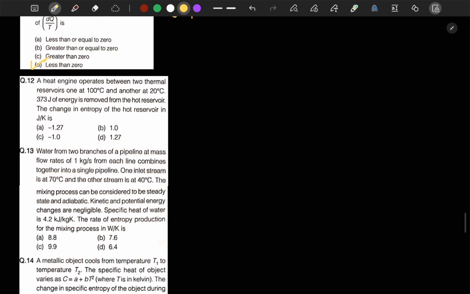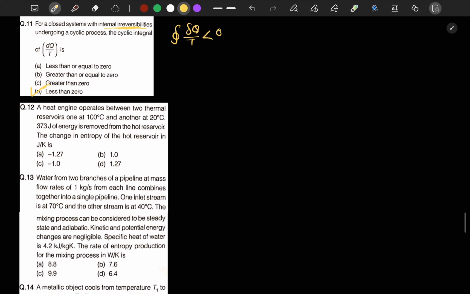Next, question number 12. A heat engine operates between two thermal reservoirs, one at 100 degrees Celsius and the other. Okay, let's do it here.